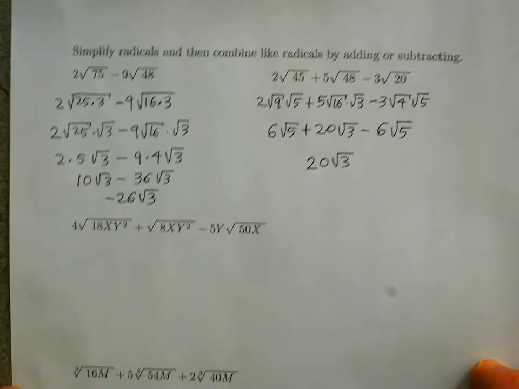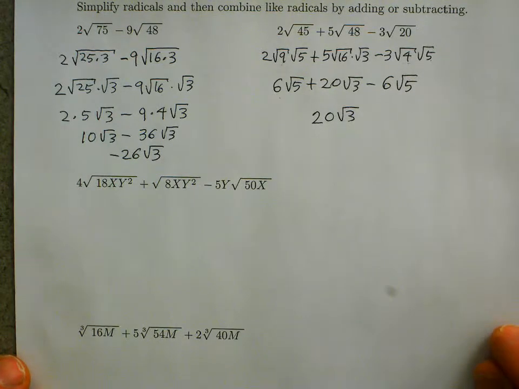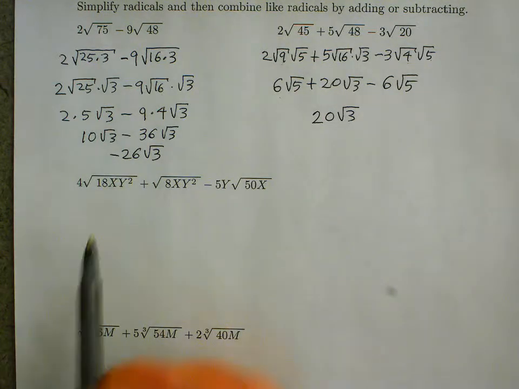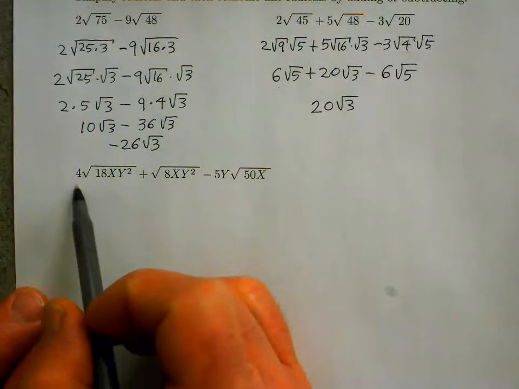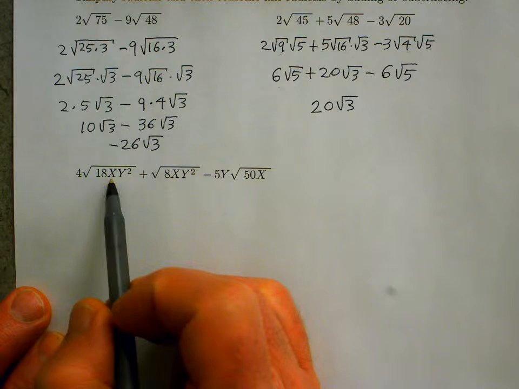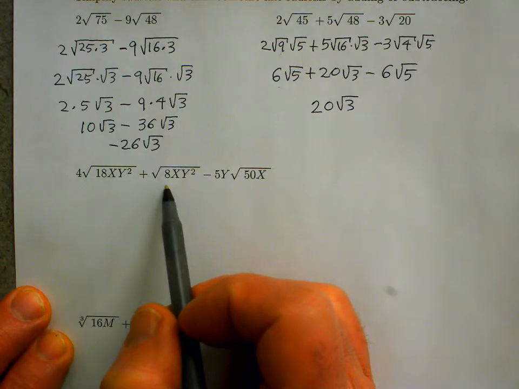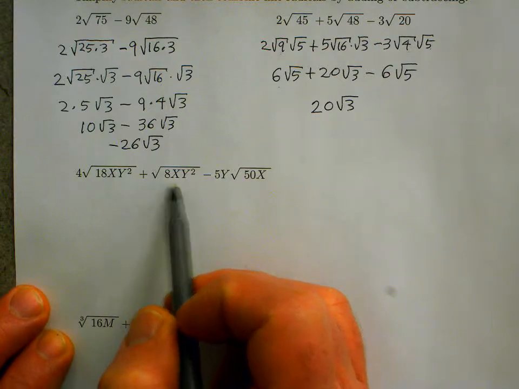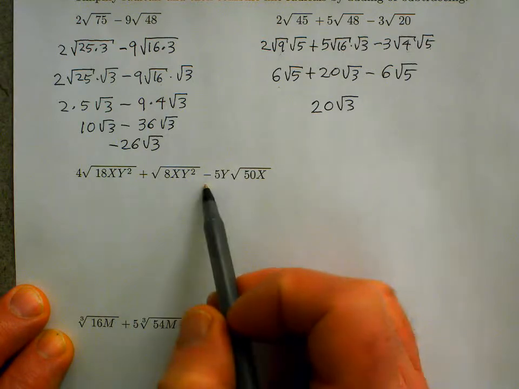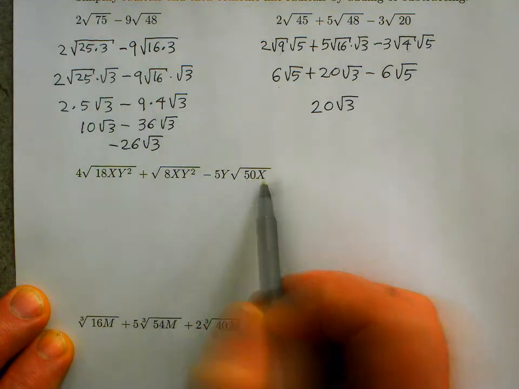Okay, the next one. So on this one, we have 4 times the square root of 18xy to the second plus the square root of 8xy to the second minus 5y times the square root of 50x.